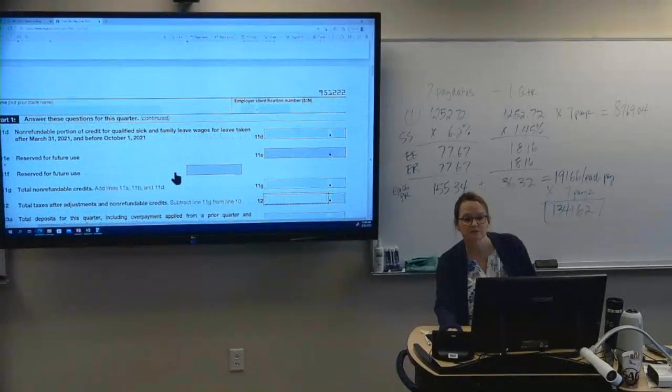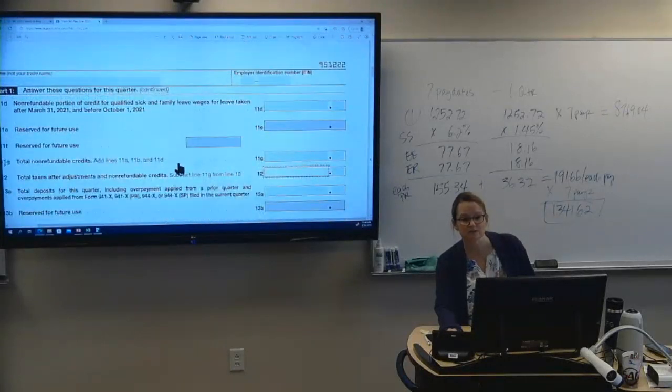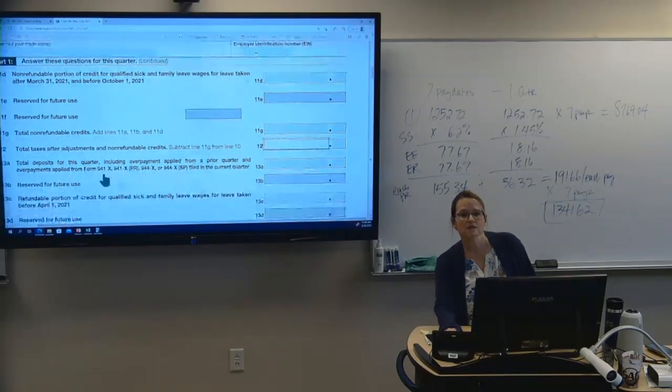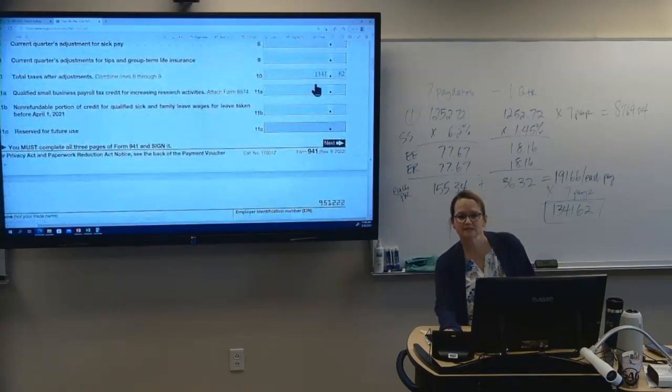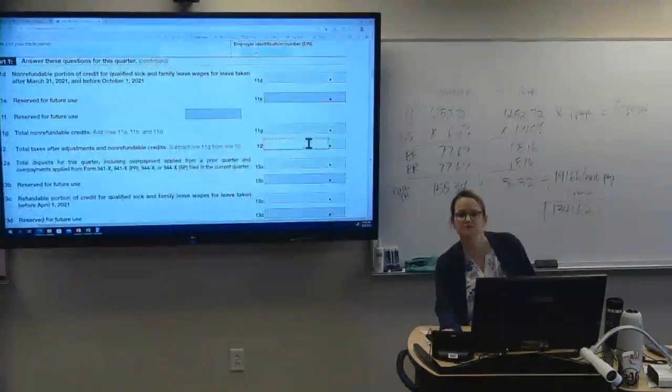1341.62, non-refundable, we're not going to use that. Reserve for future use, we're not going to use that. Total non-refundable credits, we didn't enter anything in there, so it's 0. Line 12, total taxes after adjustments and non-refundable credits. We're going to subtract line 11G, which is 0 in our case, from line 10. Line 10 is 1341.62.